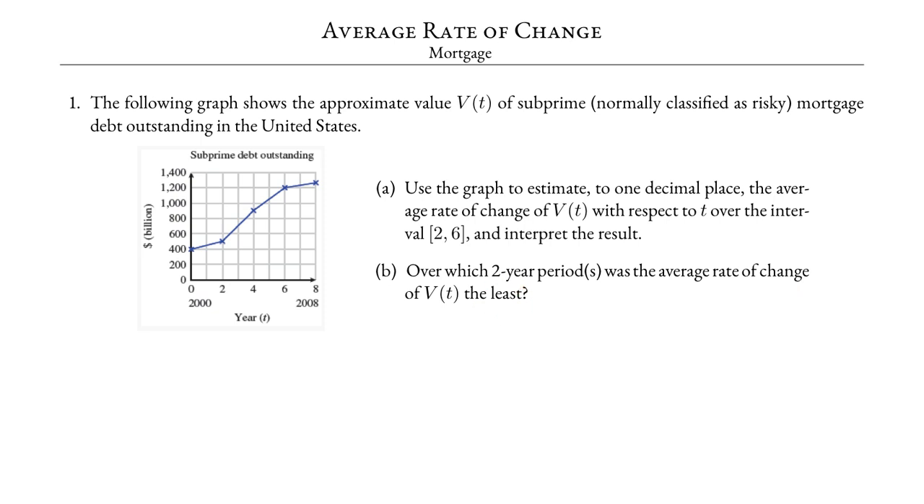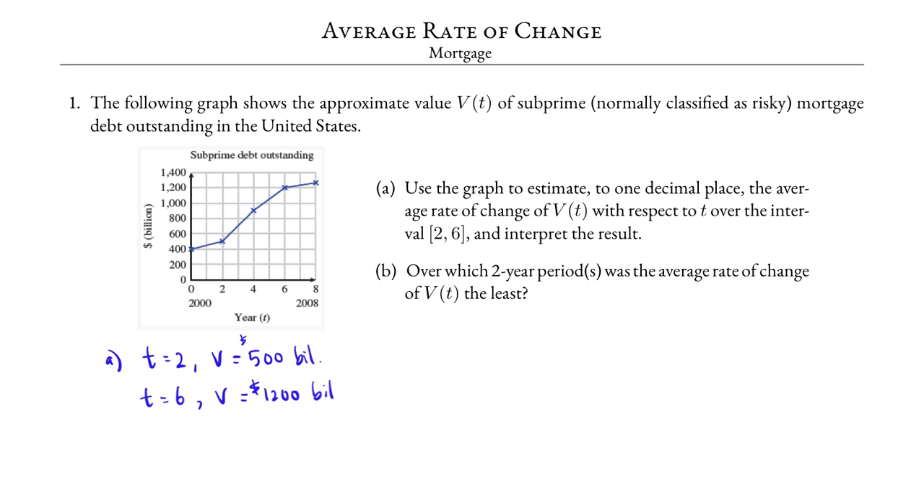For part A, to compute the rate of change, we will need to know the input and the output of the corresponding interval. For t equal 2, from inspection, we see that the value is between 400 and 600 billion dollars, and so it is 500. The unit is again in billion dollars. When t equals 6, the value of subprime mortgage debt is 1200. Again, this is 1200 billion dollars at t equals 6.